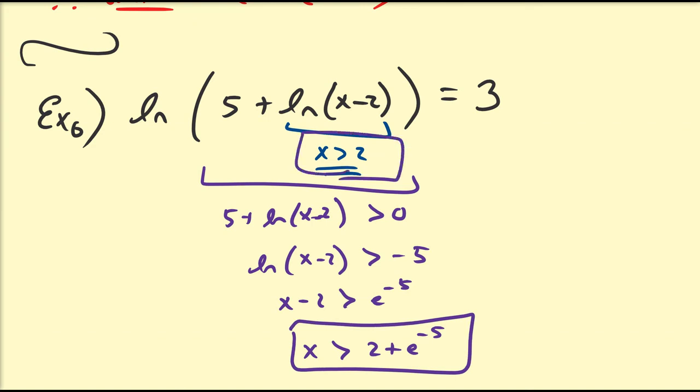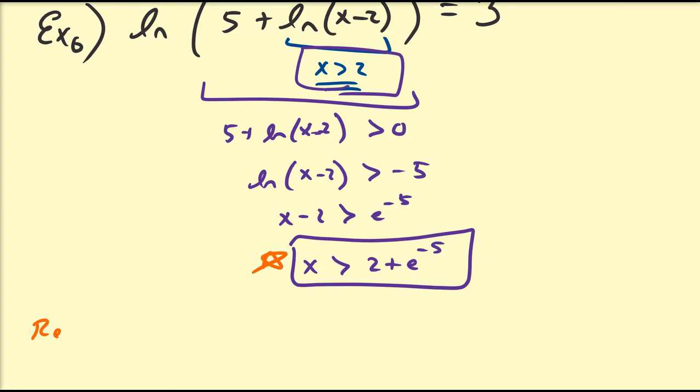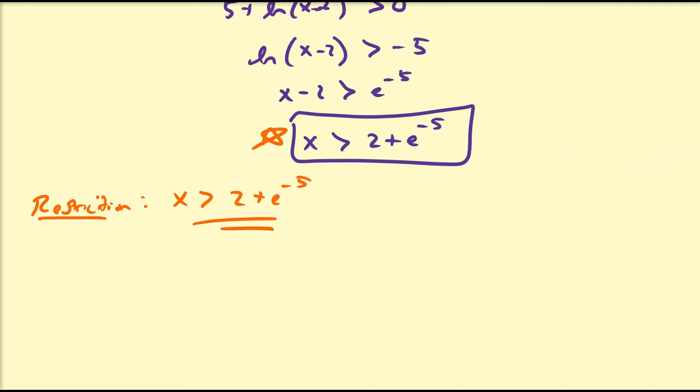We also have that x must be greater than 2. And then we just take the intersection of these two intervals, which is clearly this inequality here. So our restriction for our particular values of x is going to be that x must be greater than 2 plus e to the minus 5. Right? So let's just keep that in mind before we go through the process of solving this equation. Okay? All right, so let's get back to the star of this problem.